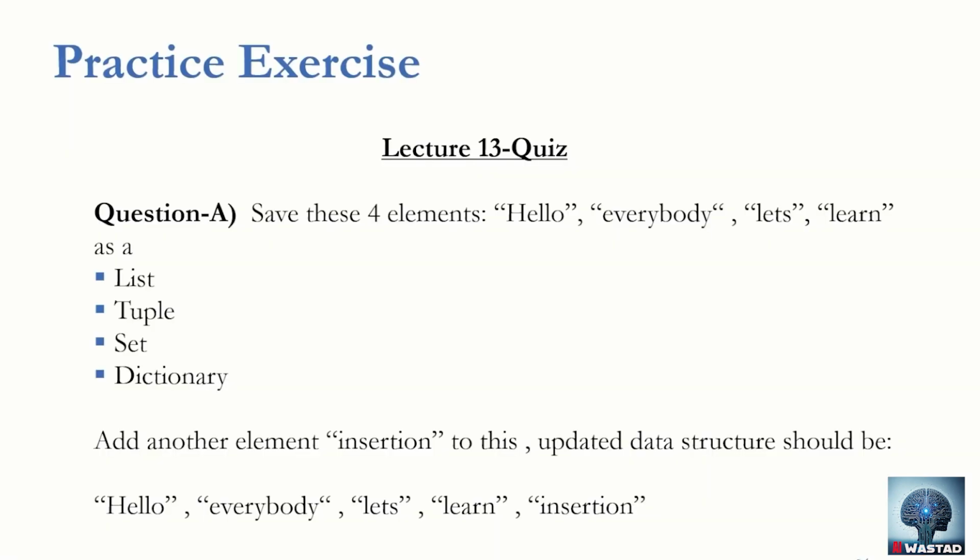So we're learning data structures. Let's practice some questions now. Let's say we have these 4 elements: hello, everybody, let's, and learn. Your first task is to save these elements as a list, a tuple, a set, and a dictionary. Next, add another element, which is insertion, to your data structure, whichever you're using. Your updated data structure should be this right here. So try this as a list, tuple, set, and dictionary. Insert a new element, and we'll discuss the solution in the next video. Best of luck.